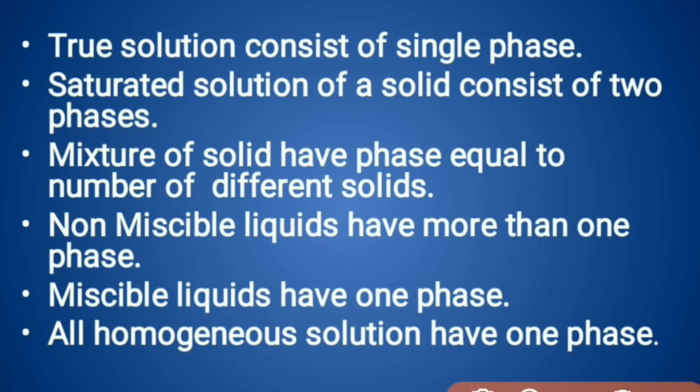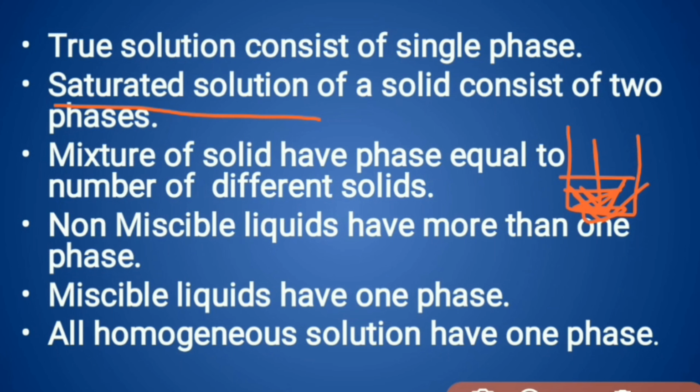Then the saturated solution of a solid consists of two phases. What is a saturated solution? If a solution is saturated and we add anything more, it will not mix in that particular solution. That is why it will have two phases. So always remember that a saturated solution of a solid consists of two phases. A mixture of solids has a number of phases equal to the number of different solids. If we are mixing solids, they will have a number of phases equal to the number of different solids we are mixing.